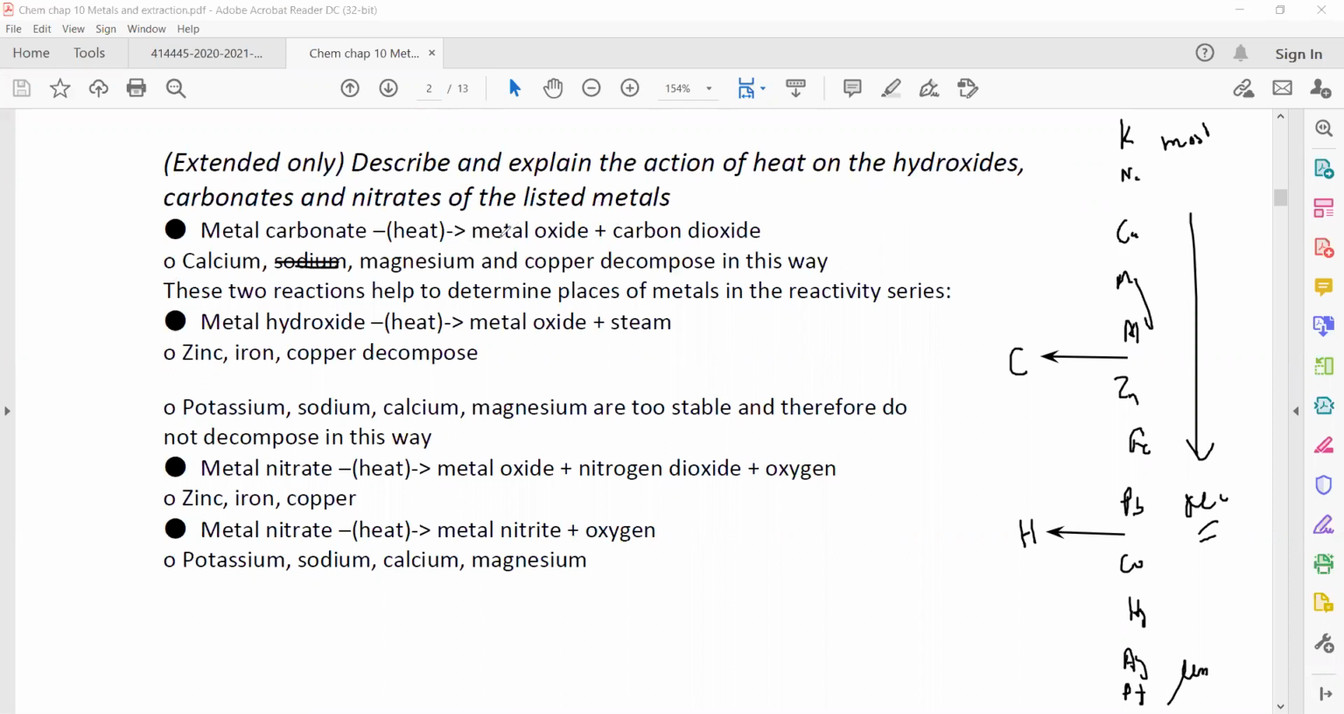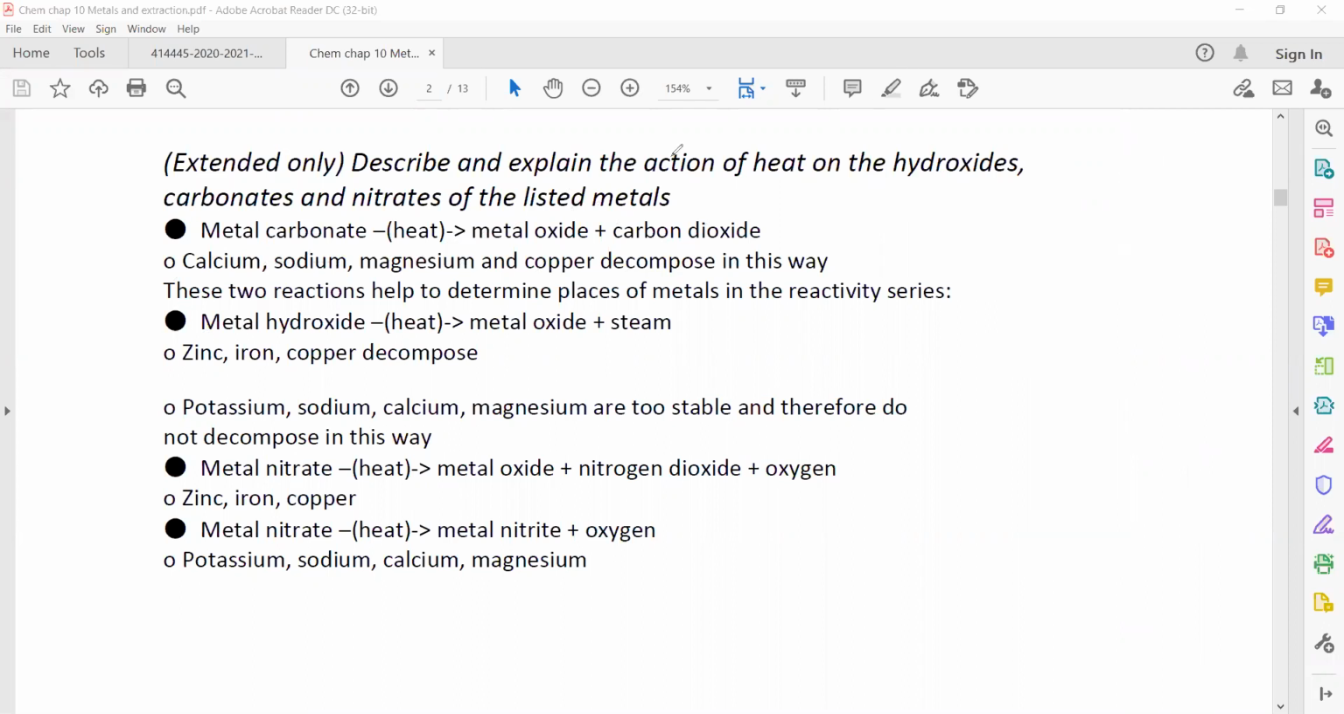So when we have metal hydroxide or metal carbonate or metal nitrate, you have to learn this table. Metal carbonate decomposes into metal oxide and carbon dioxide. Metal hydroxide decomposes into metal oxide and water or steam. So from calcium till copper, all these elements, not sodium, they decompose in the same manner.